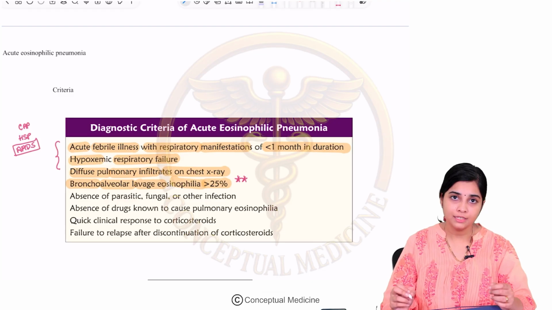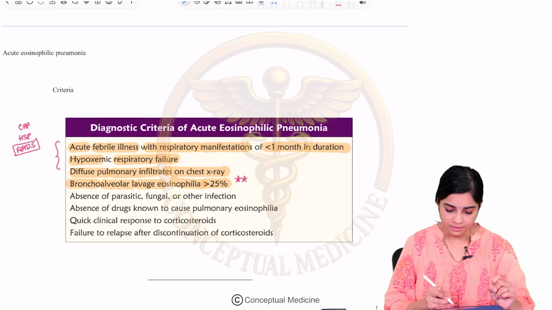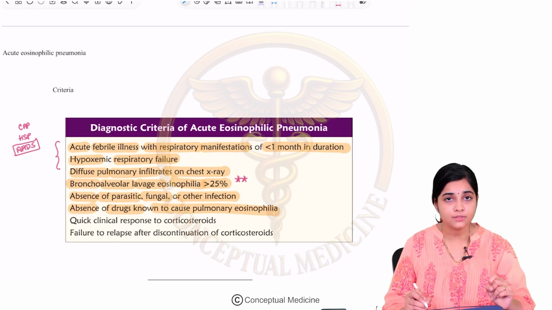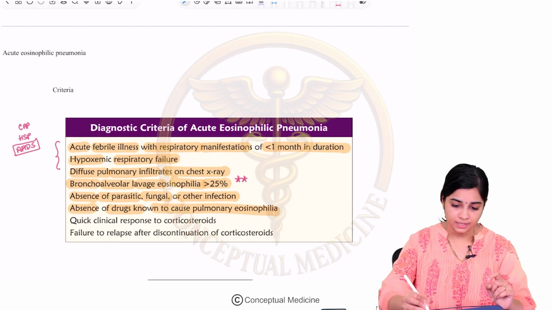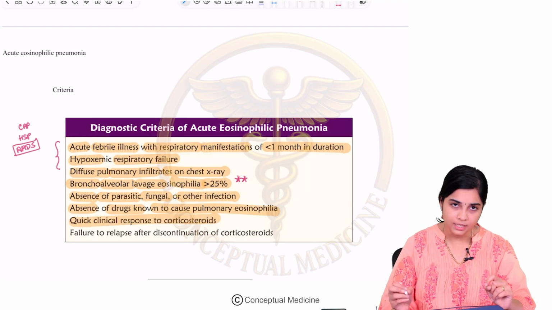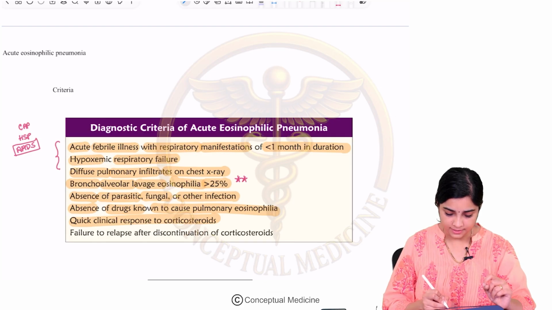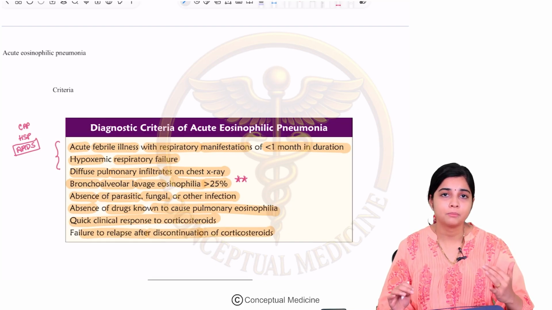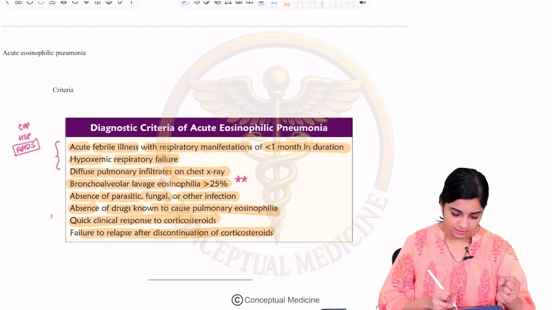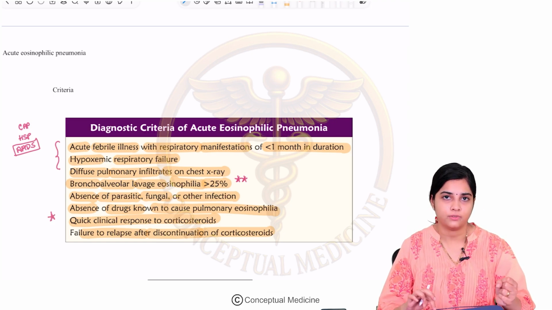Okay, and very importantly, this is a diagnosis of exclusion. So there is absence of any parasitic, fungal or any other infection, absence of any drugs known to cause pulmonary eosinophilia. Okay, so this is a diagnosis of exclusion, and there is a quick response to corticosteroids. Very important. There is a quick response to corticosteroids, and there is no relapse after discontinuation. Most of the time this is a monophasic illness and it does not have any relapses after you give them a good dose of steroid. Okay, so this is about the diagnostic criteria for acute eosinophilic pneumonia.